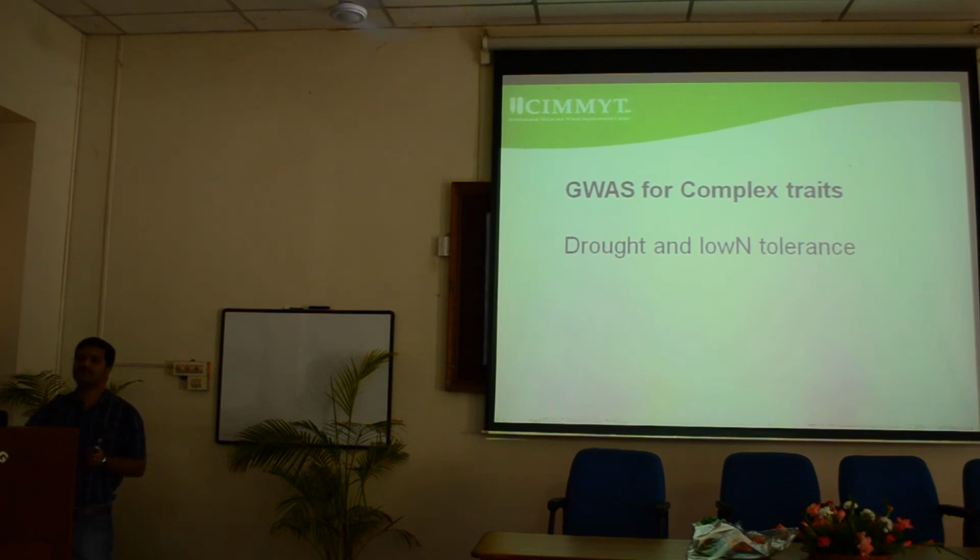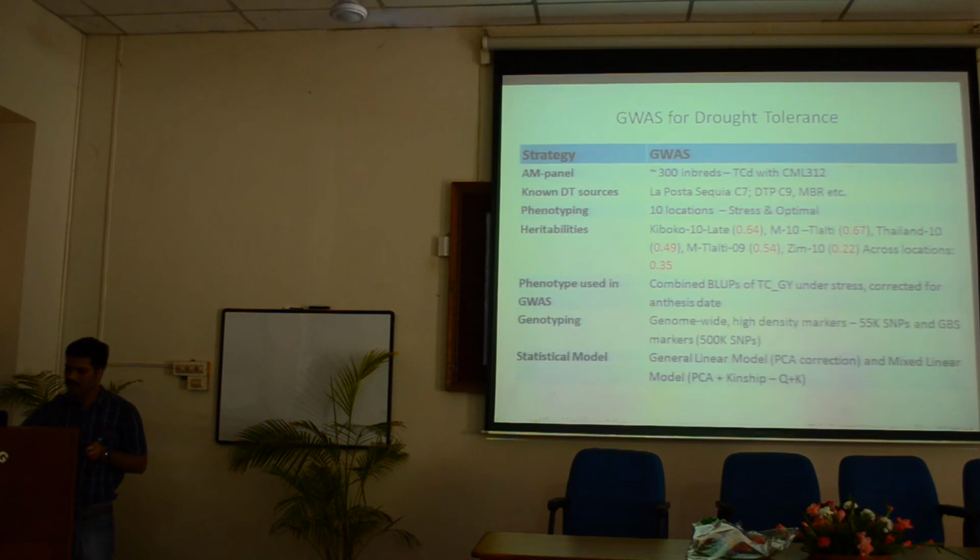What do you guys think? Can we tackle drought tolerance through a QTL approach? Okay, I'll get to that.